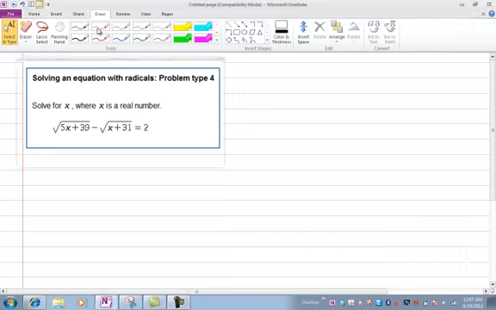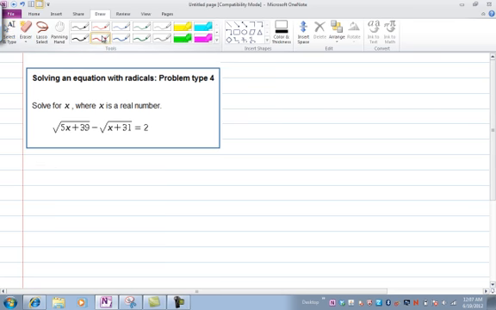This topic is called Solving an Equation with Radicals, Problem Type 4. As you can see, Alex has several different problem types where you're solving equations with radicals, and this one is, I believe, the most advanced. What this problem requires is just carefully dealing with what I call your special forms. And I'll get to that here in just a minute.